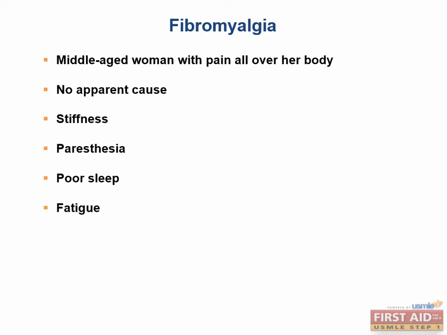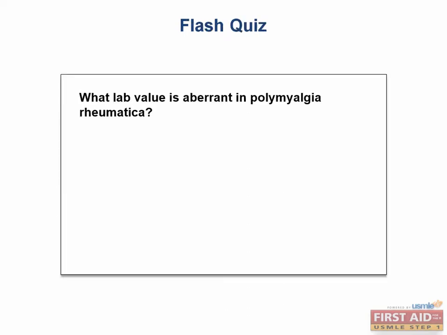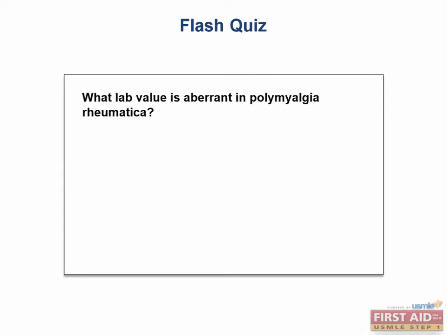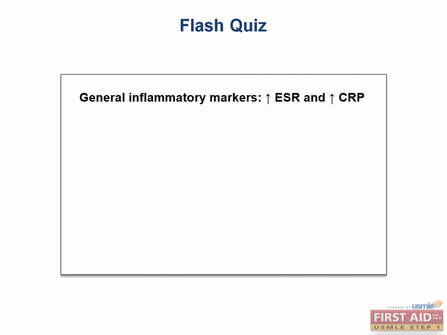Why does it happen? Perhaps due to a neuropsychiatric etiology. Because there's no yet agreed upon cause, treatments vary considerably, though some patients respond to antidepressants and anticonvulsants. Likely not to be tested on your step 1. What lab value is aberrant in polymyalgia rheumatica? The general inflammatory markers, ESR and CRP, are elevated.